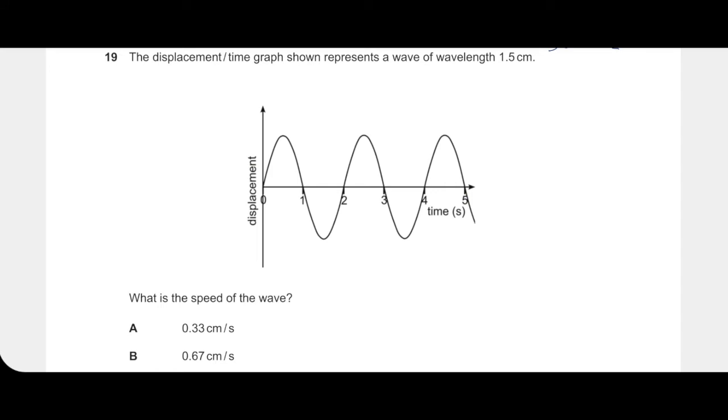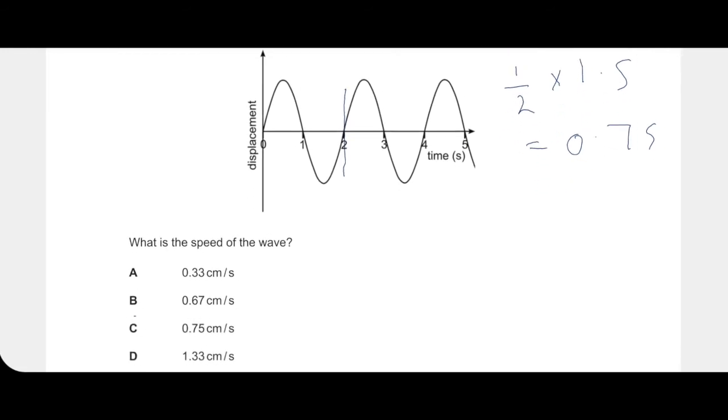Question number 19. The displacement time graph shown represents a wave of wavelength 1.5 centimeters. What is the speed of the wave? So we know that the period of this wave is 2 seconds, so therefore the frequency is going to be 1 over 2. And then we can multiply the frequency by the wavelength to get our answer, which is equal to 0.75. And therefore the answer to this question is C. And that is question number 19 completed.